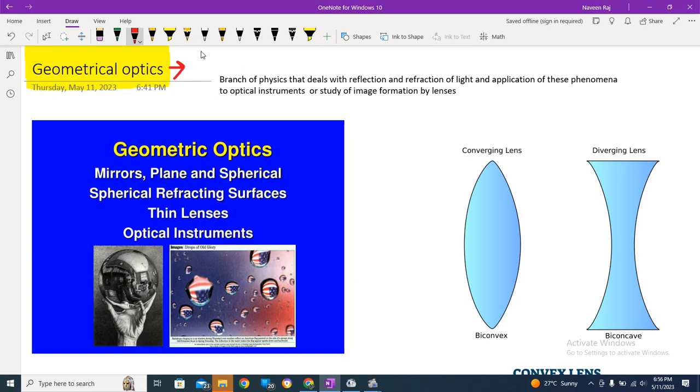It has helped us in a lot of different ways, and for that I want to show you the very first picture over here. It covers the advancement of mirrors, plane surfaces, spherical surfaces and refracting surfaces, thin lenses, and optical instruments. Now these optical instruments show why this whole field is very important.